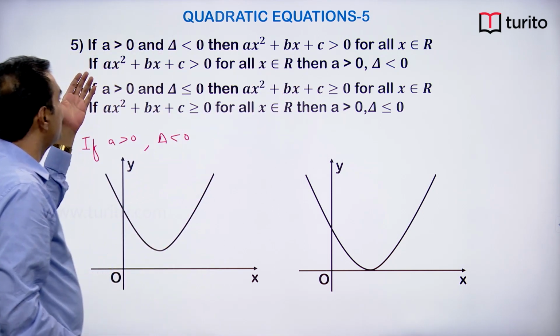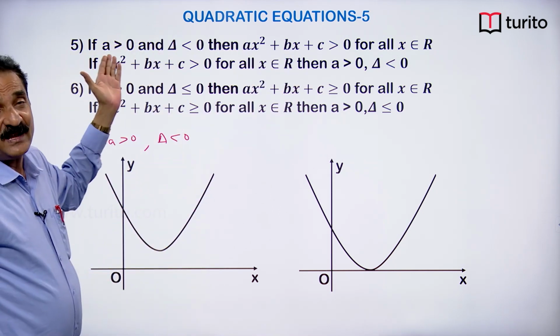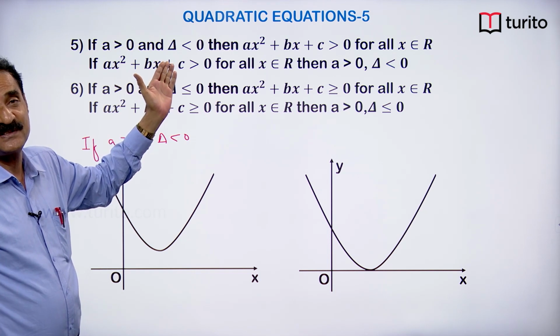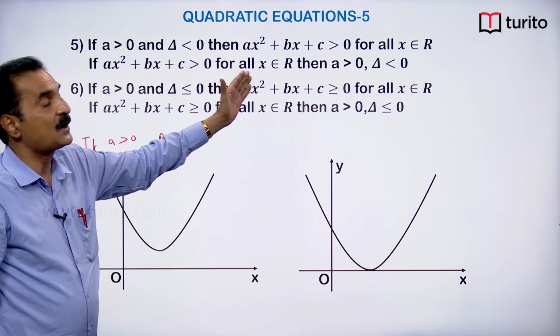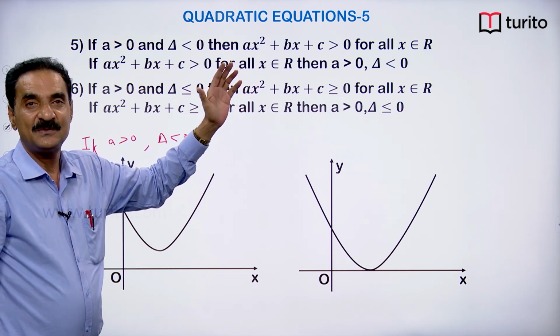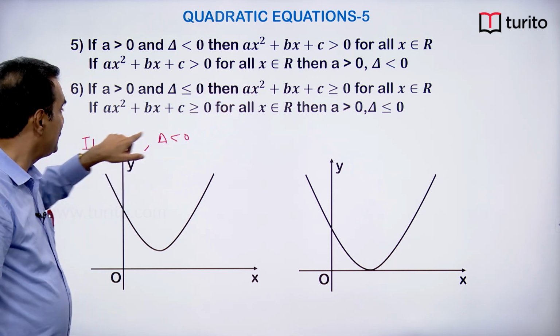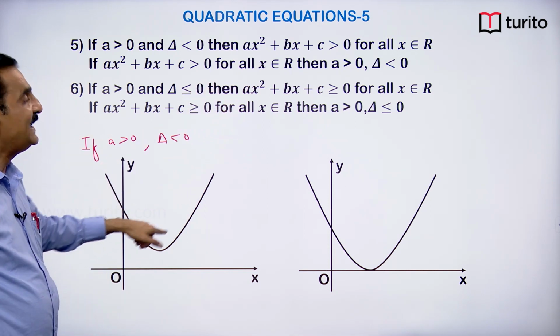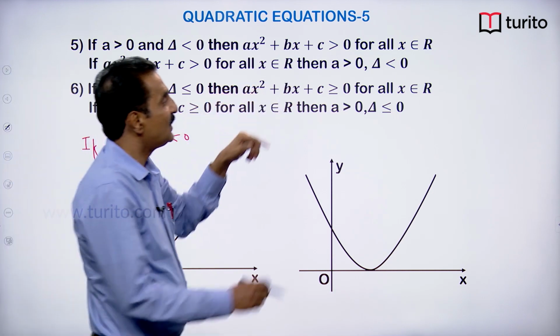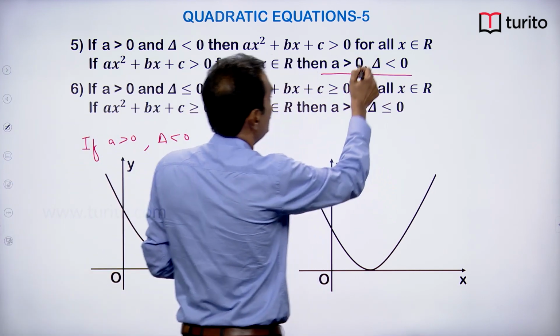Now, the converse: whenever ax square plus bx plus c is greater than 0 for all x, it is possible only when a is positive and delta is negative. So all of you carefully remember these points.